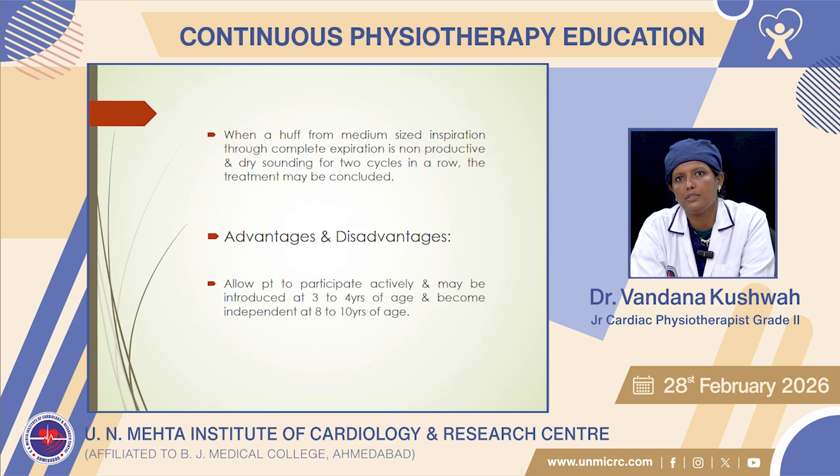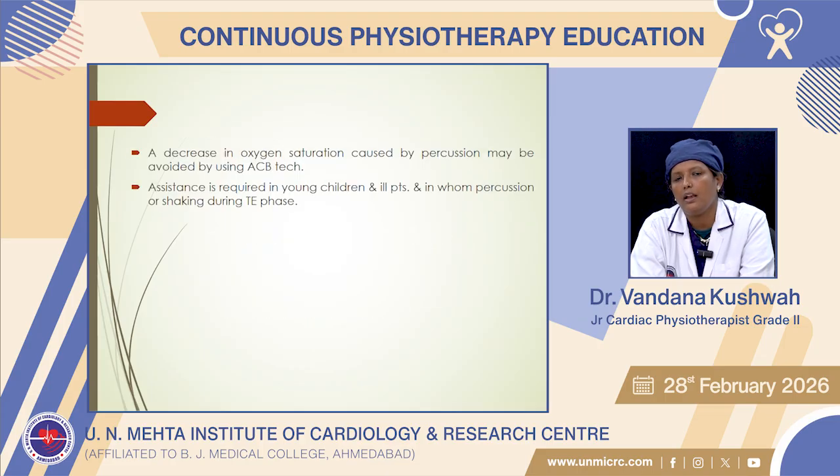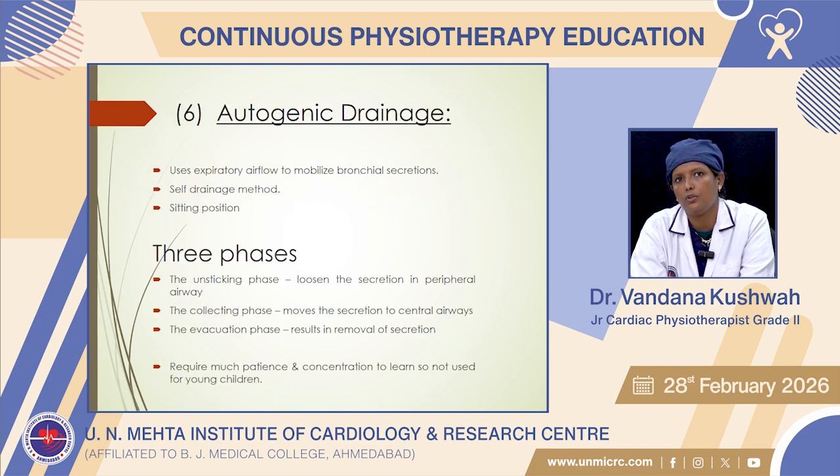When a huff from a medium-size inspiration through complete expiration produces a non-productive, dry sound for 2 cycles in a row, the treatment may be concluded. Its advantage and disadvantage: it allows the patient to participate actively and may be introduced at 3 to 4 years of age, becoming independent at 8 to 10 years of age. A decrease in oxygen saturation caused by percussion may be avoided by using ACBT. Assistance is required in young children and ill patients, in whom percussion or shaking is done during the thoracic expansion phase.